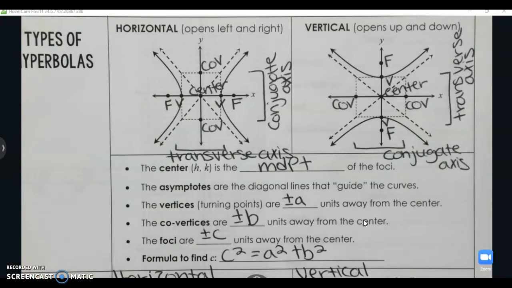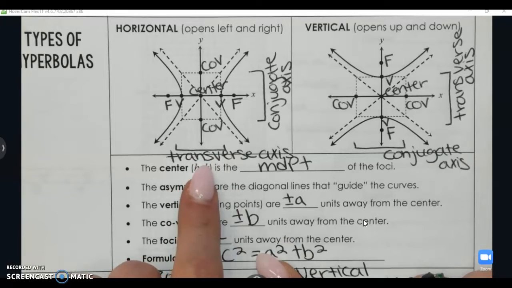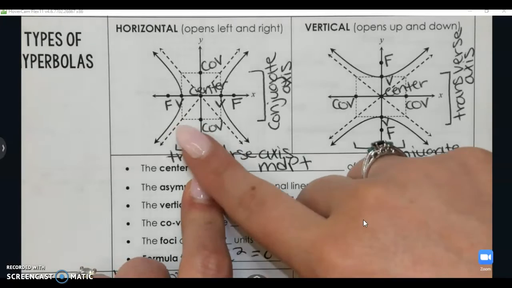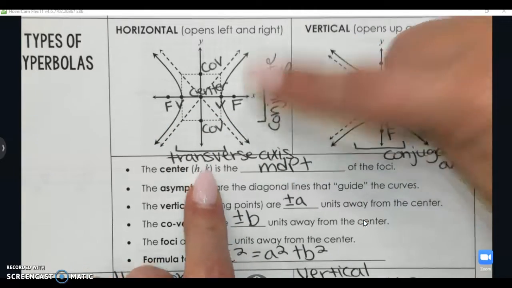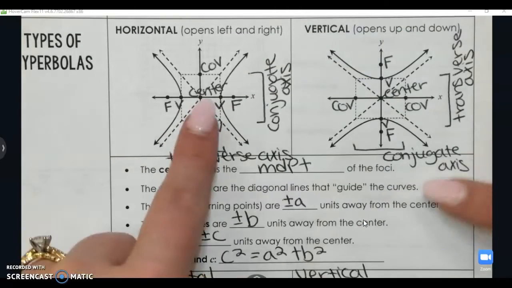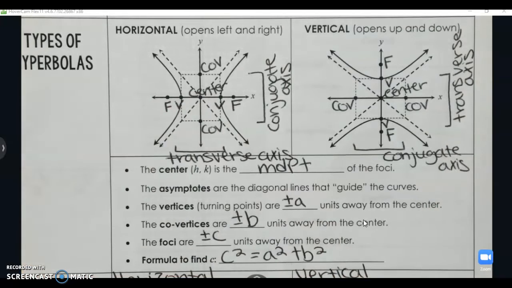We also have transverse and conjugate axes. So the transverse axis goes from your two vertices, and then your conjugate axis goes from your two co-vertices. So their locations are flipped depending on your horizontal and vertical hyperbola. So again, your center is the midpoint between the foci. It's also the midpoint between your vertices and your co-vertices.